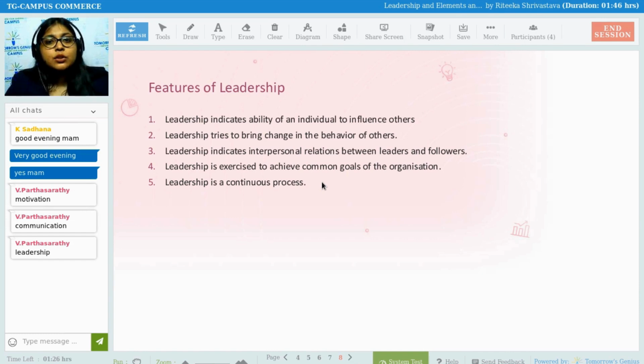Now, what are the features of leadership? Leadership indicates the ability of an individual to influence others. How nicely you can manipulate or influence others, that is a very good quality of a leader.